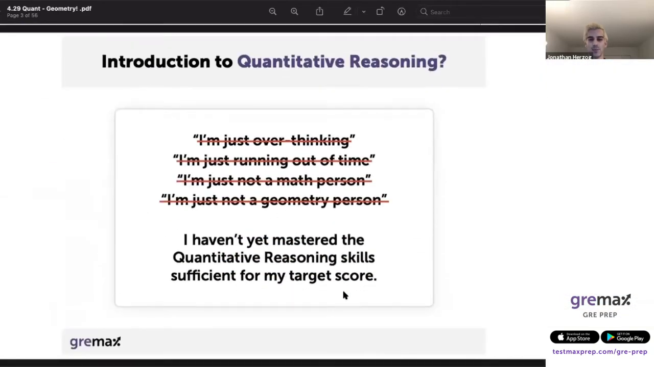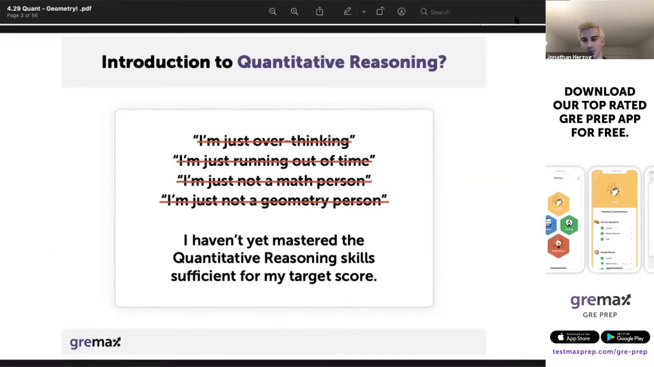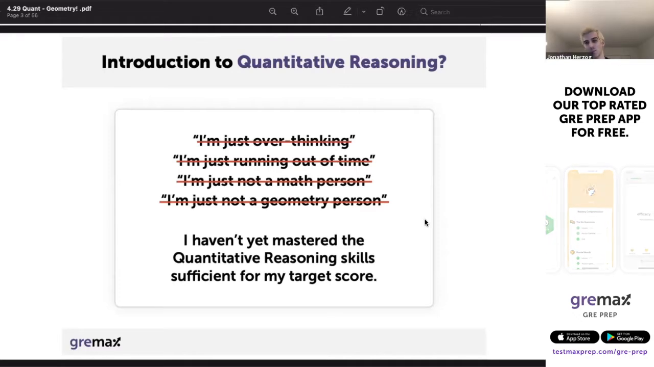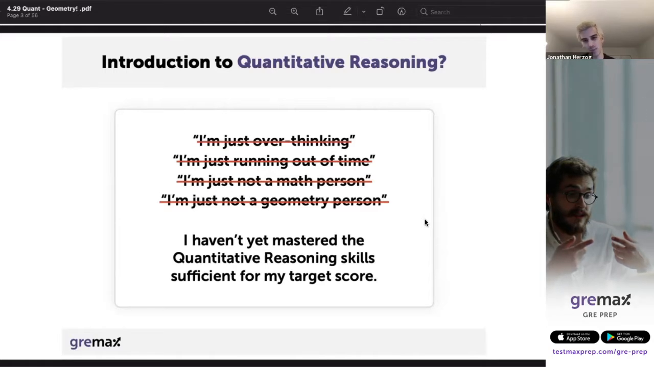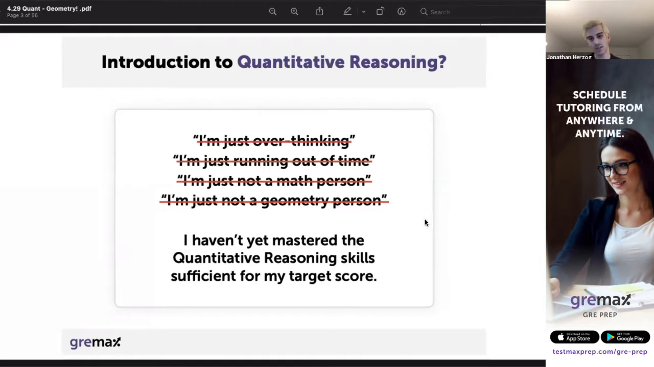And with that, our introduction to quantitative reasoning with a focus on geometry. We said these phrases ourselves many a time and hear them many a time from our students: I'm just overthinking. I'm just running out of time. I'm just not a math person. Or, particularly applicable for today, I'm just not a geometry person. These are fallacies. We debunk them one by one.